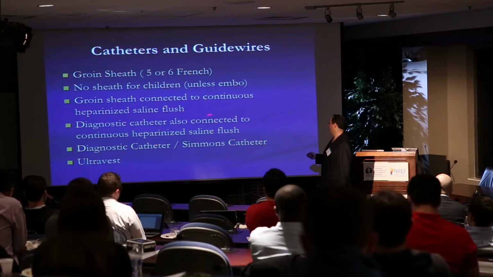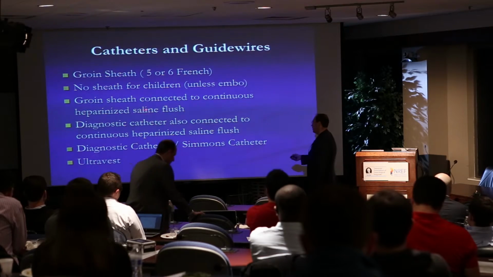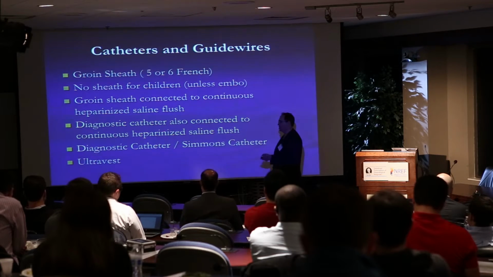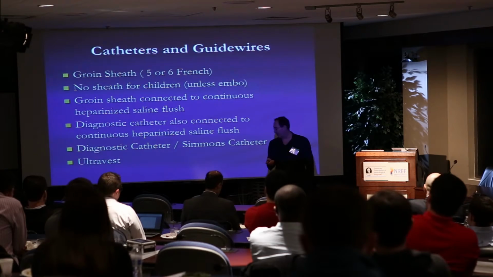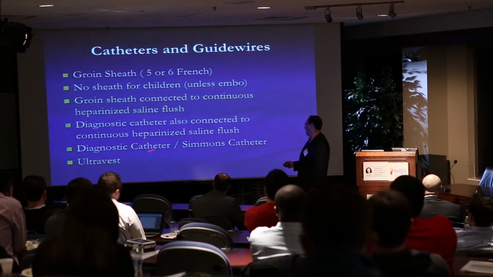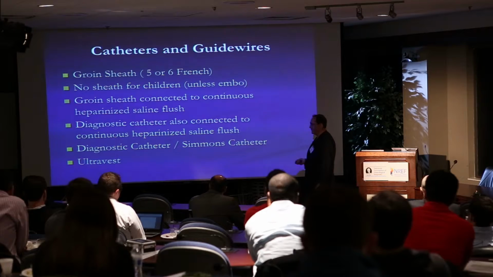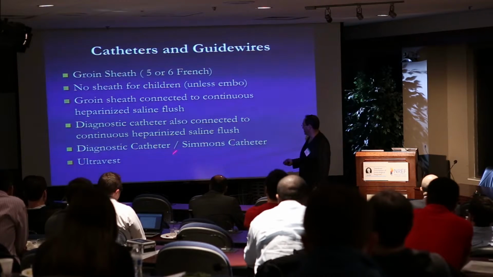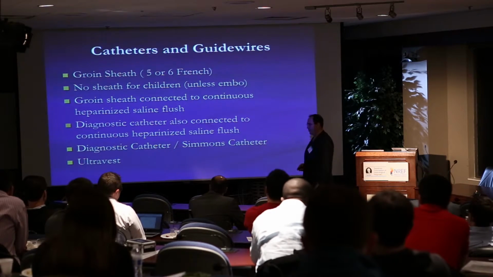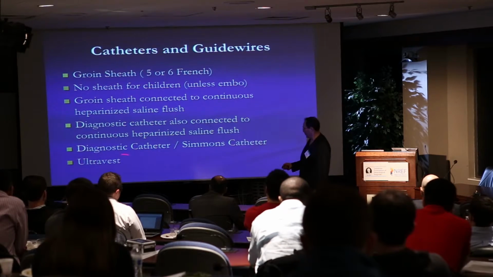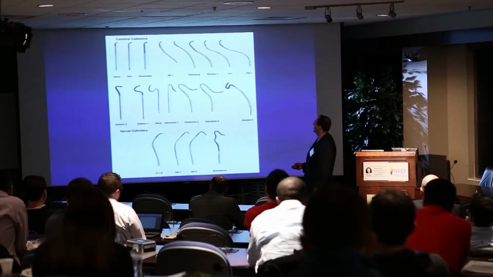I connect the groin sheath to a continuous heparinized saline flush, and most people do that. But I also use this setup, which you'll see in a second, of continuous flush through the catheter as I'm doing the diagnostic angiogram. And there are multiple shapes and sizes. I would say, once a week we wind up having to use a Simmons for a difficult arch, and the contrast that we like to use is Ultravist.